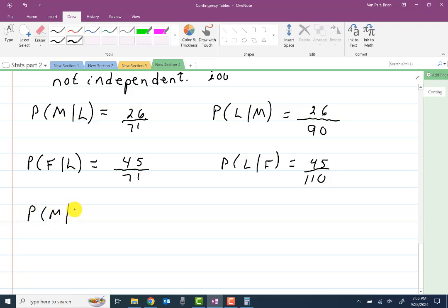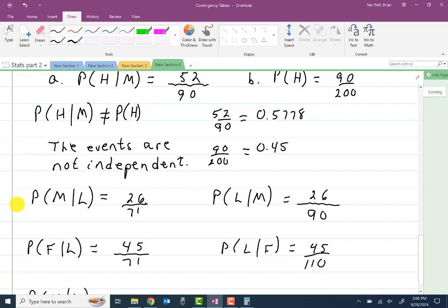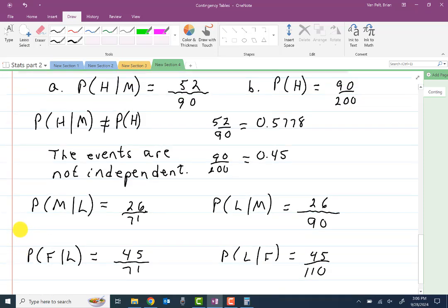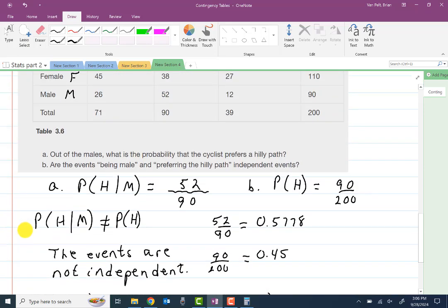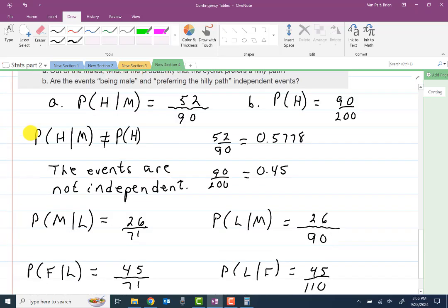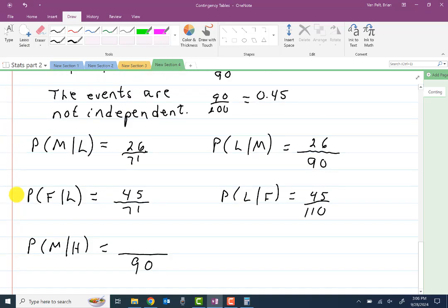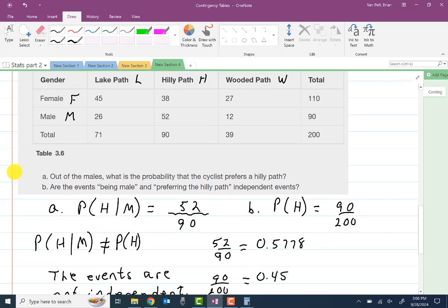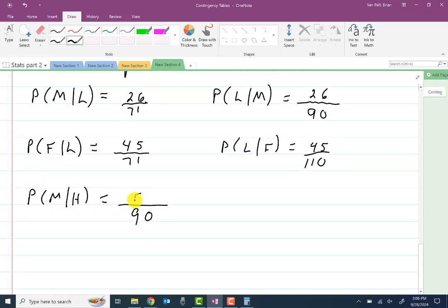Probability of male/hill. Did we already do that one? I'm just looking at my notes and I'm not really paying attention. We did hill/male, so I'll do male/hill. How many people liked riding on the hills? 90. How many of those people were males? 52. I won't bother doing probability of H/M since I did that earlier.